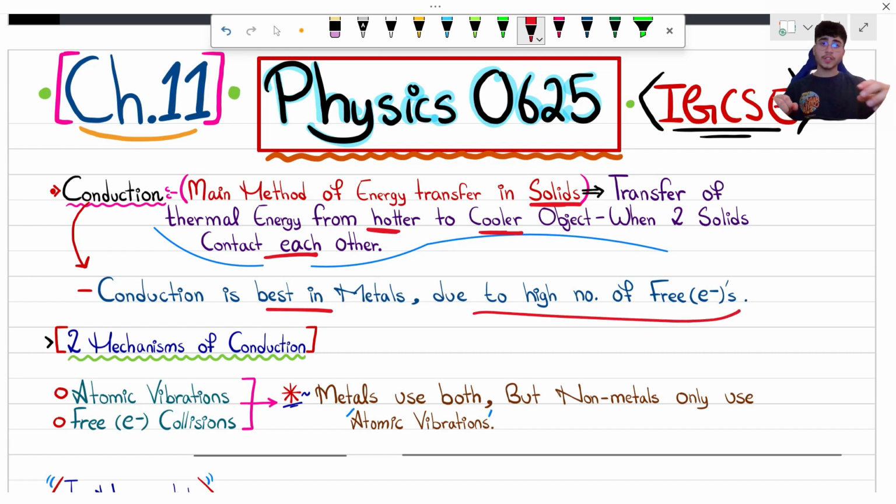So conduction is technically transferring thermal energy, or heat, from a hot object to a cold object. We all know the object with higher temperature has more heat and more thermal energy. So if we have a hot object and a cold object, transferring thermal energy from the hot object to the cold object when contacting both surfaces together is conduction. The reason this is best in solids, especially metals, is that metals have a high number of free electrons, and electrons are a good conductor of heat and a good conductor of electricity. So they can carry both heat and electricity.